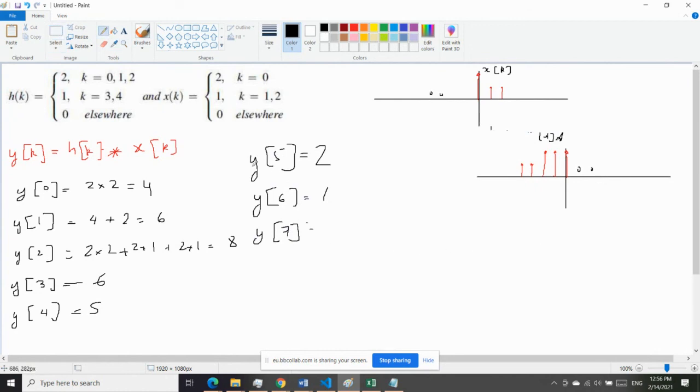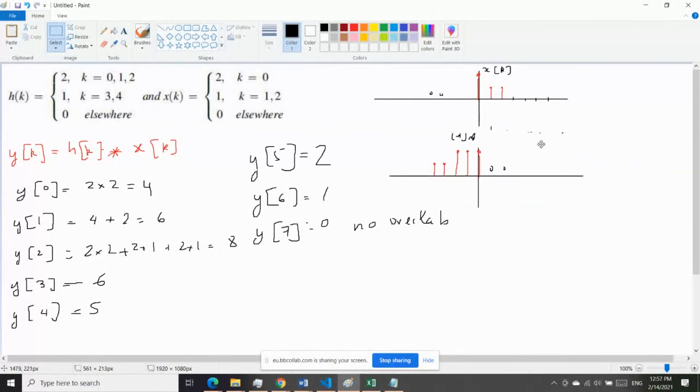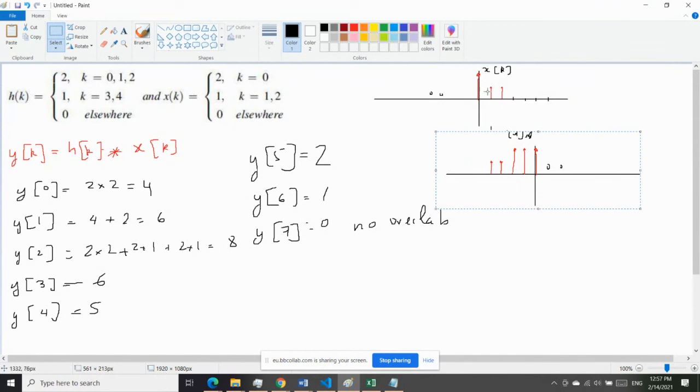No overlap. دكتور, y[5] مو مفروض تكون 1؟ Yes. ليش؟ ضربت واحد بواحد، صح؟ هذاك 6. حتى y[5] بعد، نفس الشيء. So 0, 1, 2, 3, 4, 5, 6. عندك 1 times 1 plus 1 times 1. ها تمام تمام تمام.